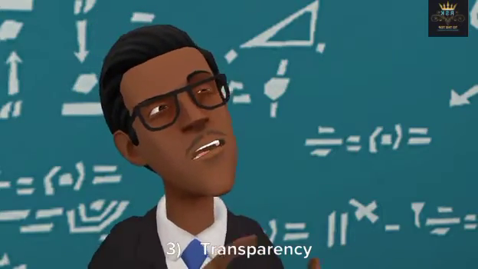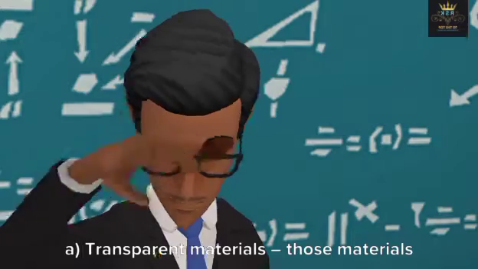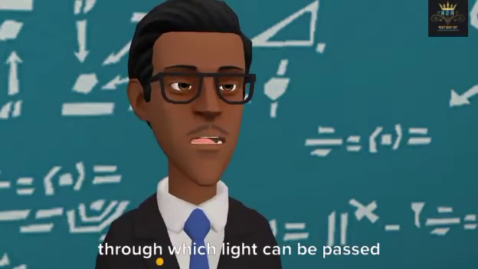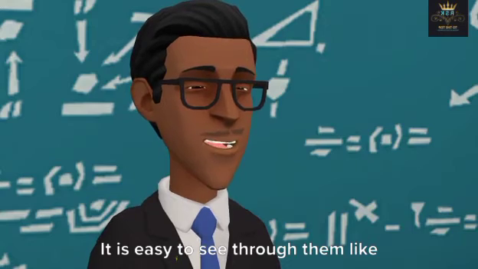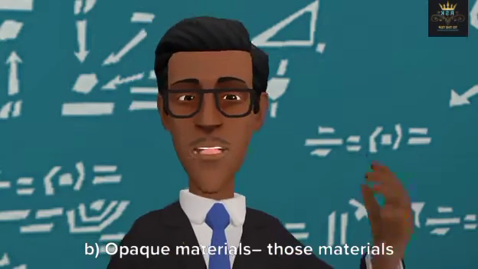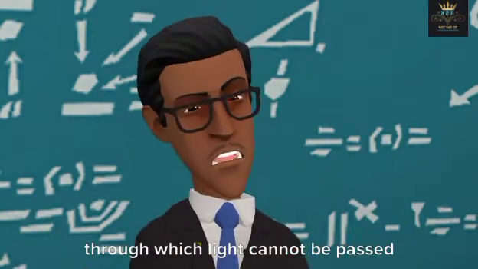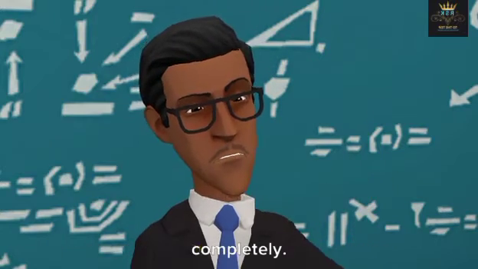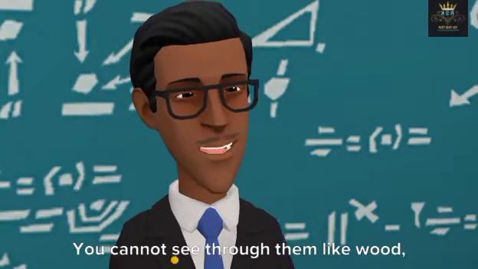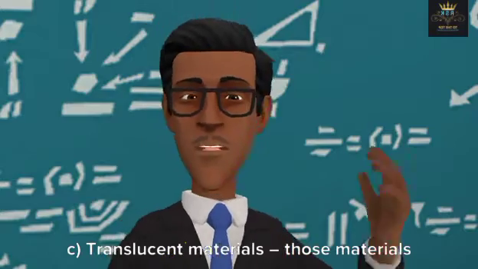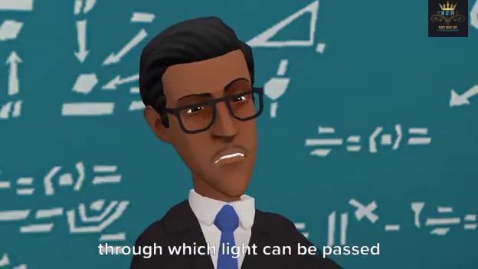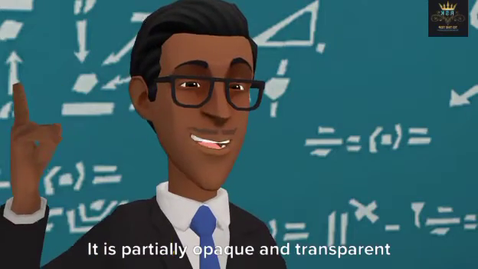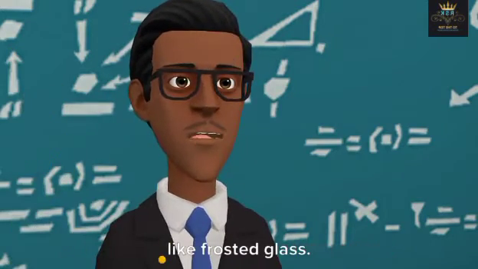3. Transparency. A. Transparent materials. Those materials through which light can be passed completely. It is easy to see through them, like glass. B. Opaque materials. Those materials through which light cannot be passed completely. You cannot see through them, like wood, cardboard. C. Translucent materials. Those materials through which light can be passed partially. It is partially opaque and transparent, like frosted glass.